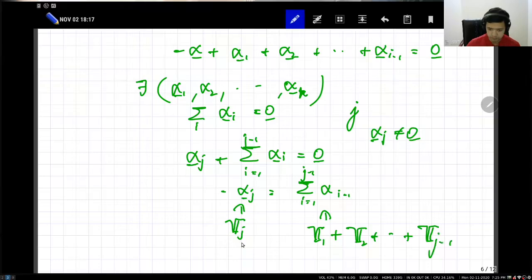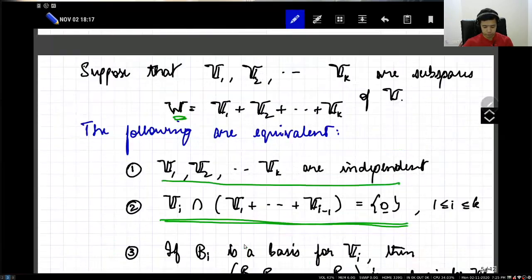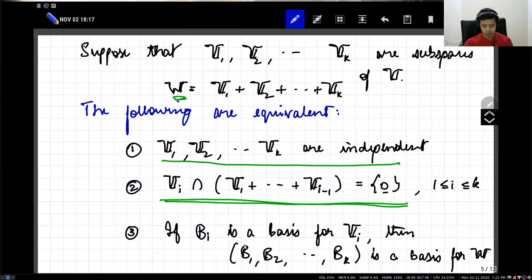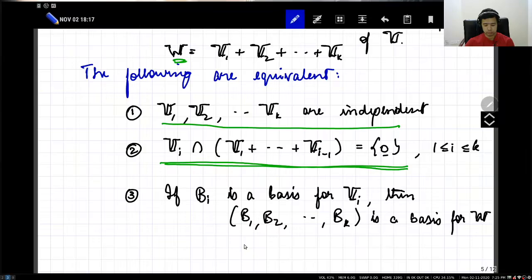So therefore you've just proved that if the Vi's are not independent, then property 2 is not satisfied. Right? So if property 1 is not satisfied, then property 2 is not satisfied. If property 2 is not satisfied, then property 1 is not satisfied. Therefore these two properties are equivalent. Okay, and similarly you can prove that property 1 and property 3 are equivalent in a similar fashion, and this implies that all the three properties are equivalent.